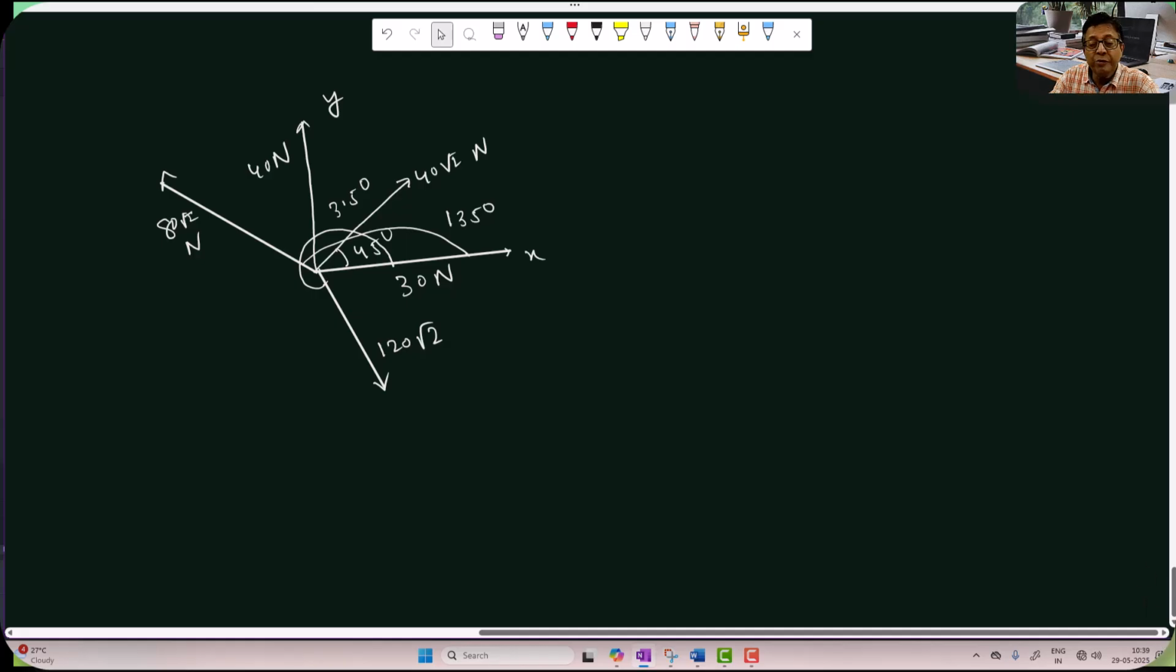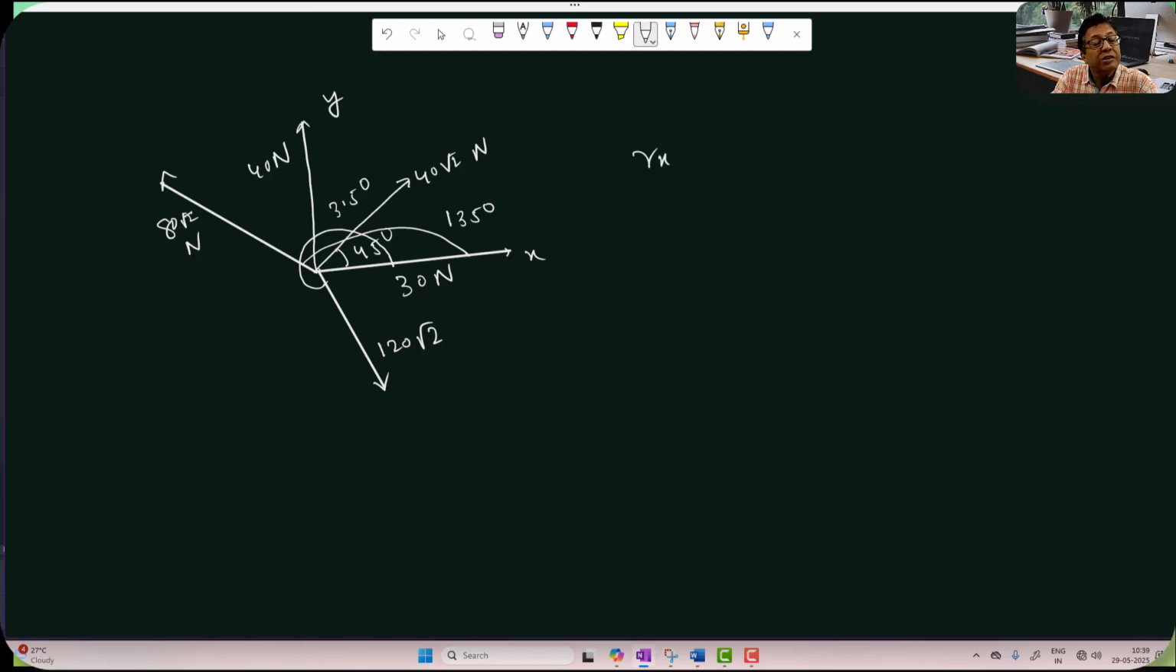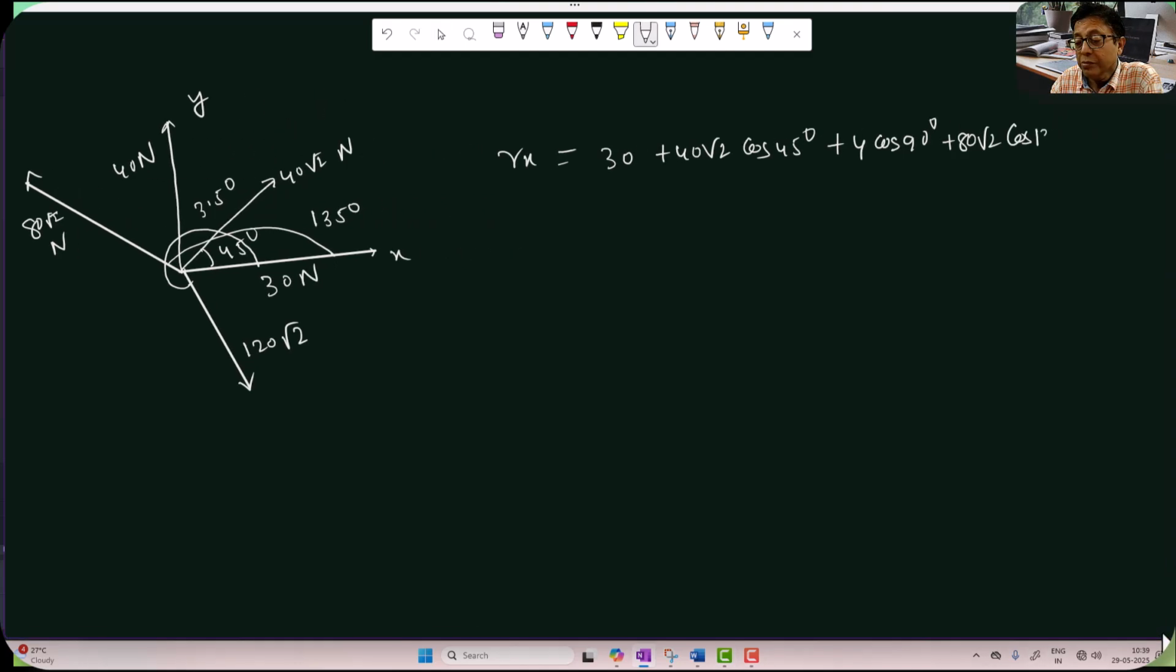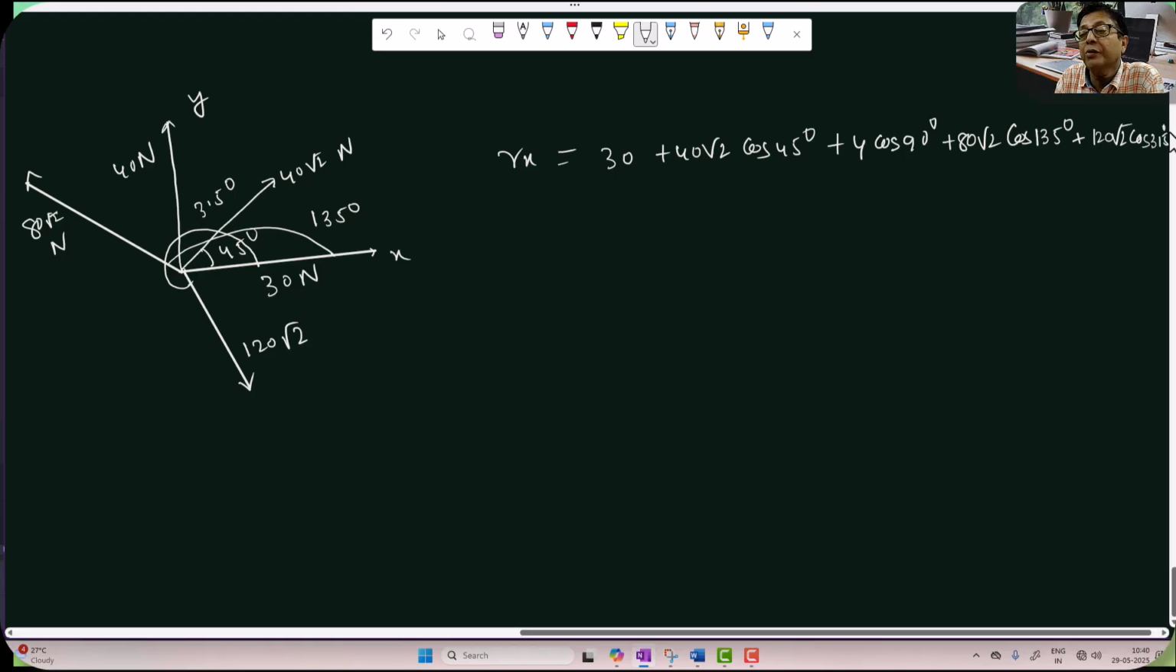What is the method I have told you? You always take the sum of the components along x-axis. Rx going to be what? This 30 Newton already there. 40 root 2 cos 45, 40 cos 90, 80 root 2 cos 135 degree, plus 120 root 2 cos 315 degree.